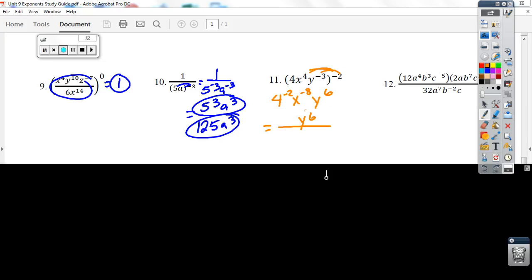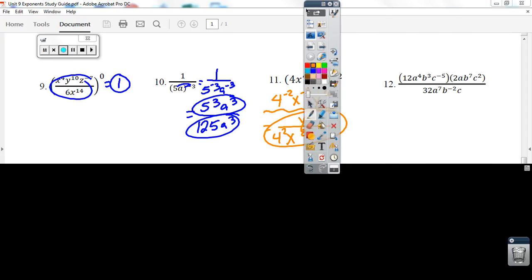So I'll move it. This stays at the top. This now moves to the bottom. And this 4 squared, or 16, moves to the bottom. It's y to the 6 over 4 squared x to the 8. And I have to move this so we can see number 12, the long one.